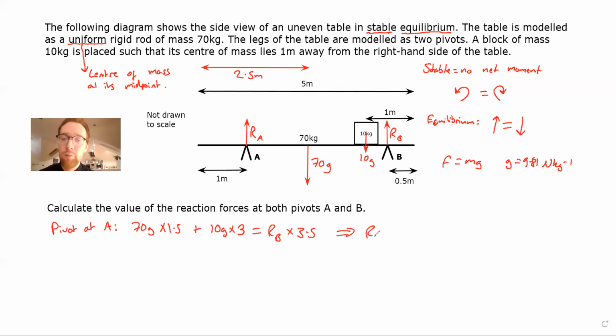We find that RB is equal to, and we can put our 9.81 in now for G, is 70 times 9.81. So it's reading off here. So 70 times 9.81 times 1.5 plus 10 times 9.81 times 3, all over 3.5. So we'll divide all that by 3.5. And this is equal to 378.39 newtons.